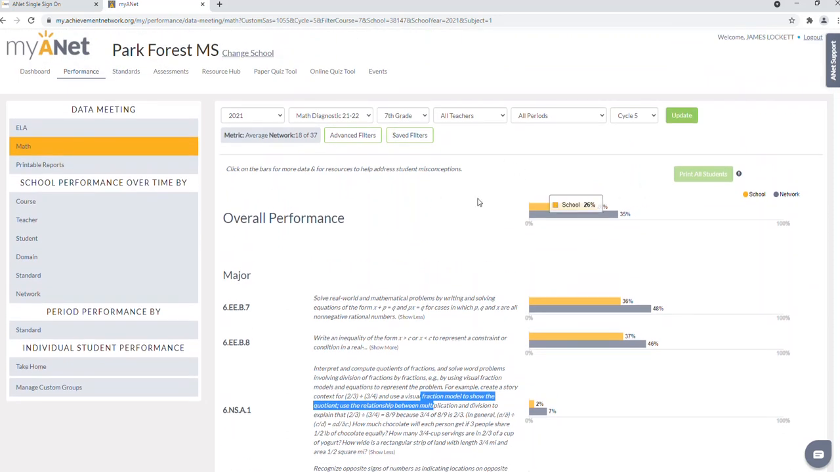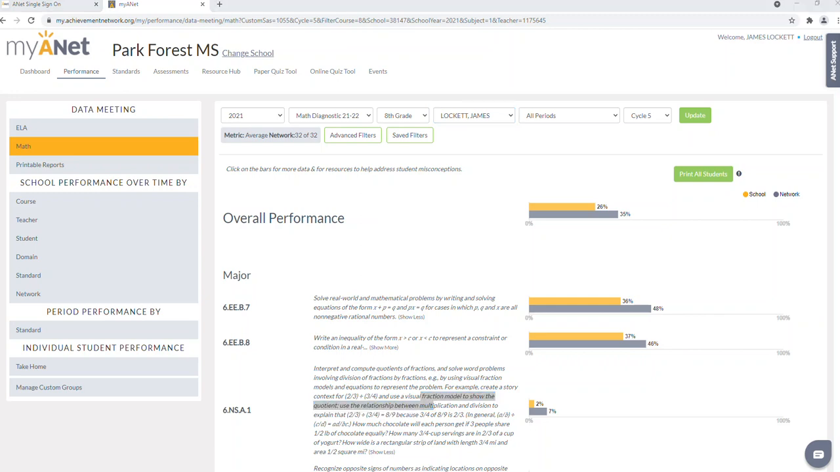Okay, now notice in all this process you see something that says print all students, right? And it's grayed out. You can even see a little red circle here. I am looking at all teachers. As long as you're looking at all teachers, you will not be able to print all students. So I'm going to go to, let's say, a grade, and I'm going to pick a teacher, James Lockett. And now notice I am able to print all students. Now when you click this, you will get a list of students. Now let me show you what that looks like.